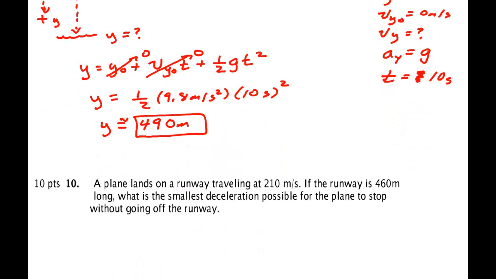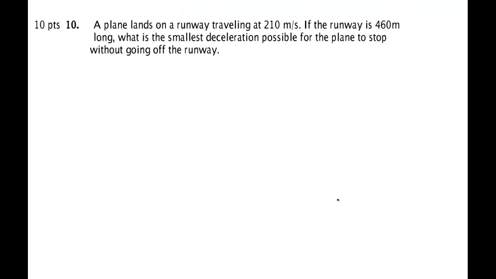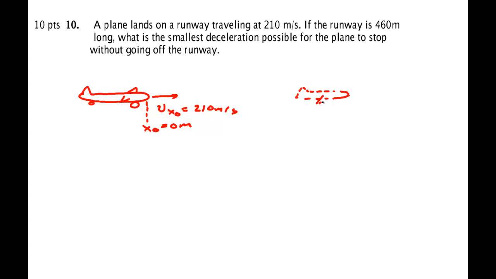Problem number 10. A plane lands on a runway traveling at 210 meters per second. All right. Going at Vx naught, 210 meters per second. I will consider this location to be x naught equals 0 meters. And some later time, I have the plane over here now. And this x, it says, it's going to stop in 460 meters.